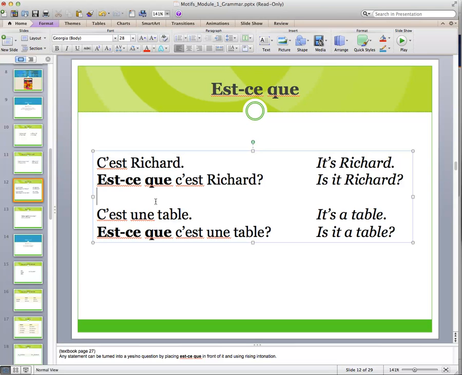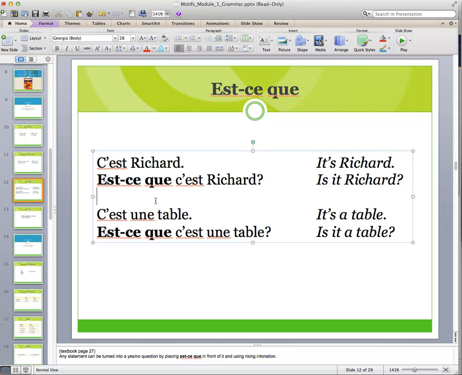To make this into a question, I simply add est-ce que at the beginning, and that turns it into a question where the answer will be either yes or no. I'm not asking about Richard's hair, or what Richard drives to work. I'm just saying, is it Richard? The answer is going to be yes or no. Is it a table? Again, yes or no.